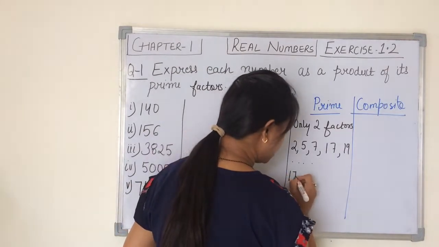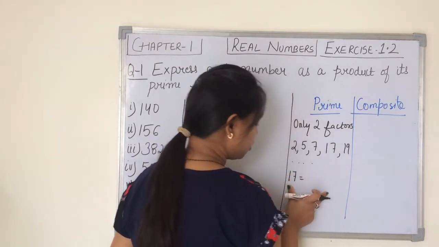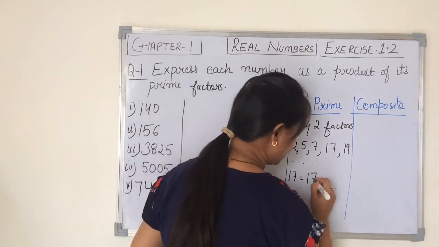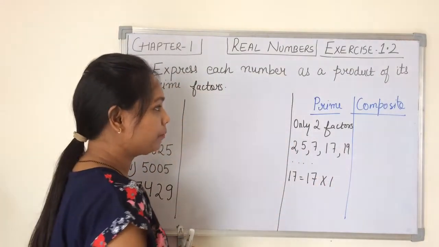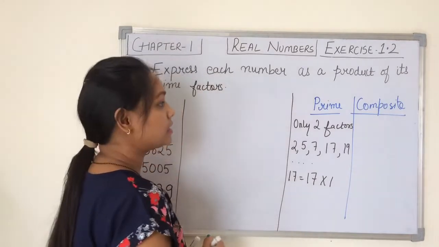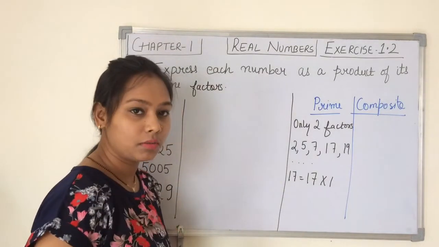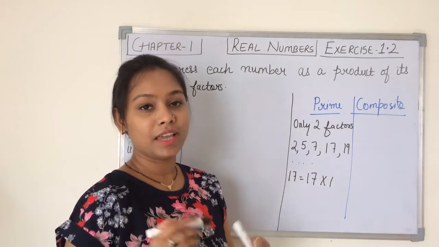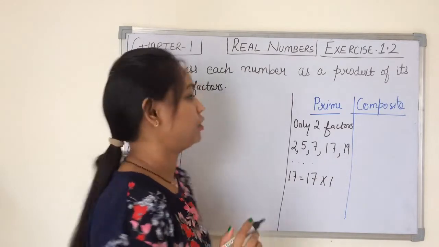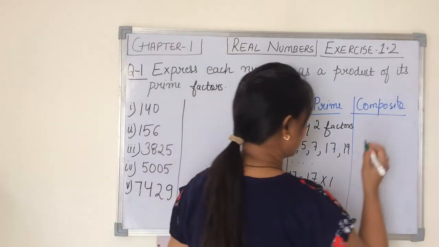एक तो for example 17. The factors of 17 will be 17 and 1. Therefore, it is called a prime number. The second kind of numbers are composite numbers, the numbers that have more than two factors. वैसे numbers जिनके दो से ज़्यादा factors होते हैं उनको composite numbers कहते हैं.